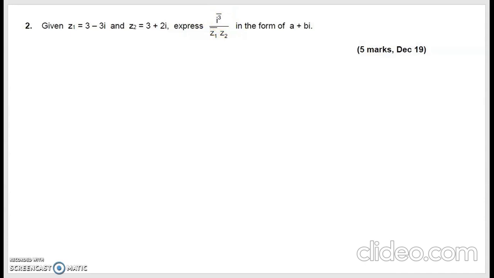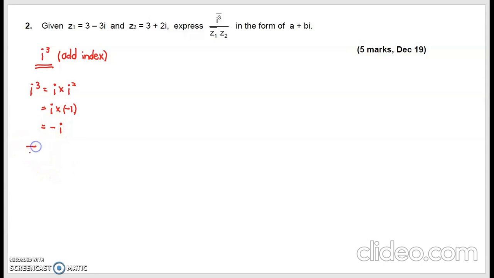So from here, i power of 3. First we need to know that this is an odd index. For an odd index, we have a method to reduce the index. So i power of 3 we can change to i times i squared, where i squared, you have to remember, is negative 1. So i times negative 1 is negative i.